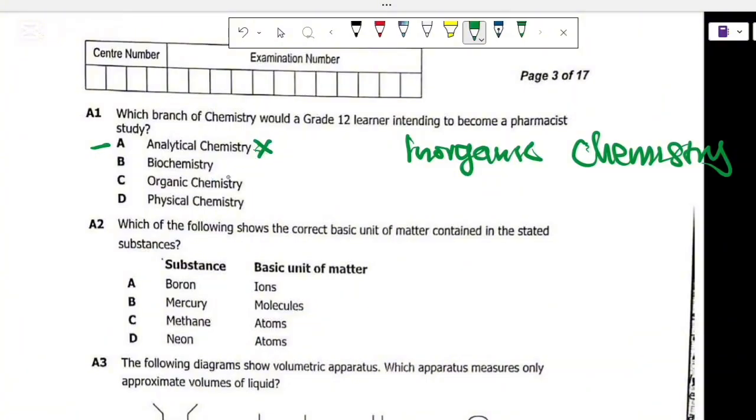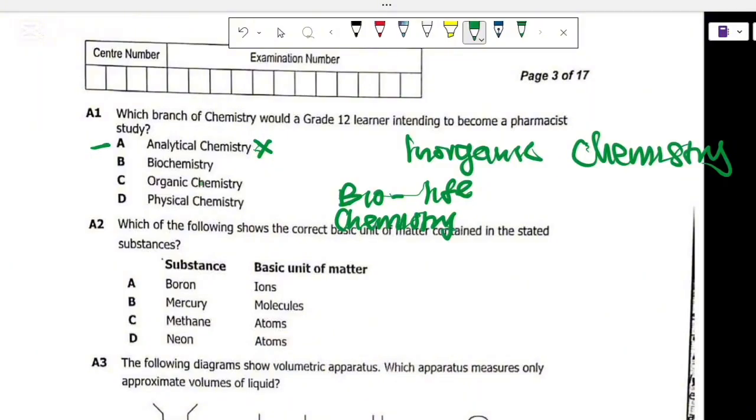When you look at biochemistry, bio means life, and then you have chemistry. With chemistry, we are talking about chemical processes. So this is the chemistry about life, and this life is pointing to the human body. In other words, when you look at the human body, the chemical processes that take place in the human body is what we call biochemistry.